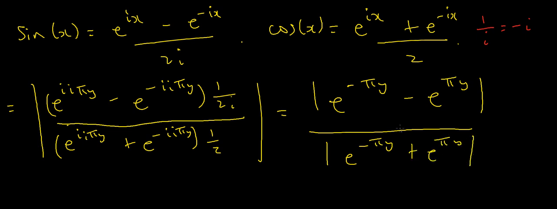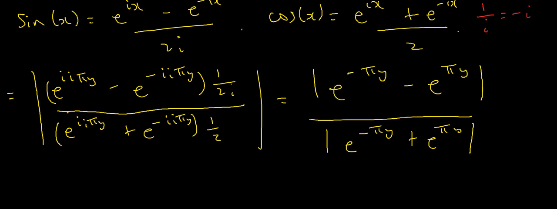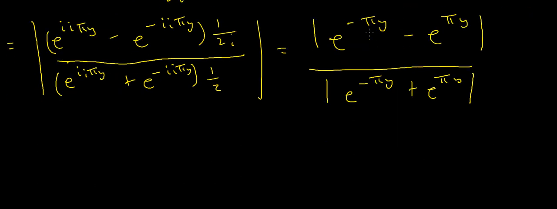Now I'm going to stop simplifying here. I mean, you could probably write this in terms of hyperbolic trig functions, but I don't need to do any more, because all I'm interested in showing is that this thing is bounded. And this thing is bounded for the following reason. I've got e to the minus pi y and e to the positive pi y here, and recall that y varies between minus n plus a half and positive n plus a half.